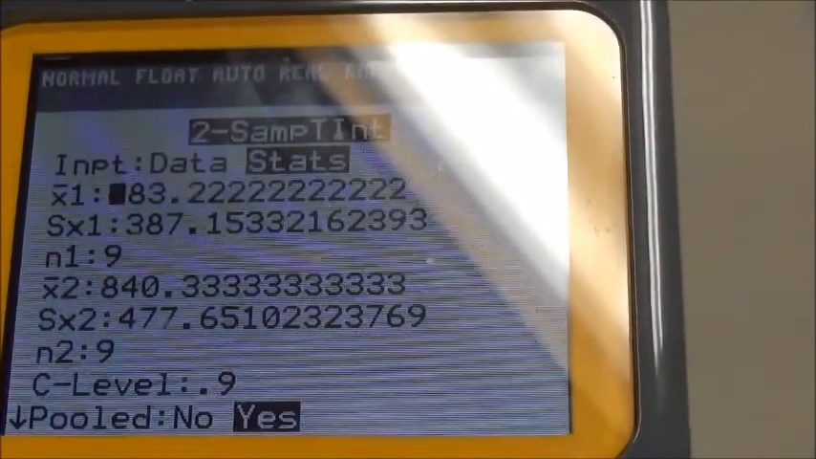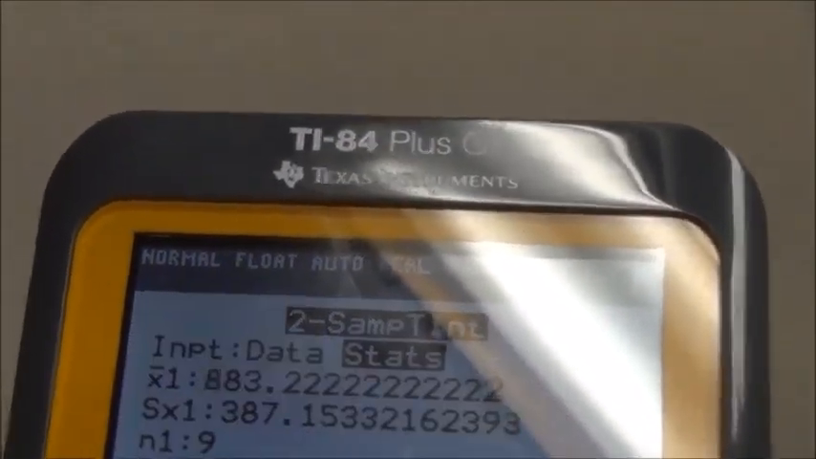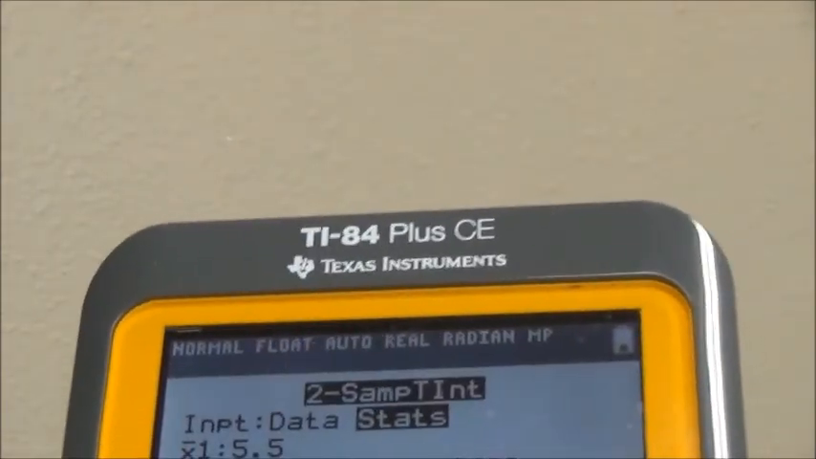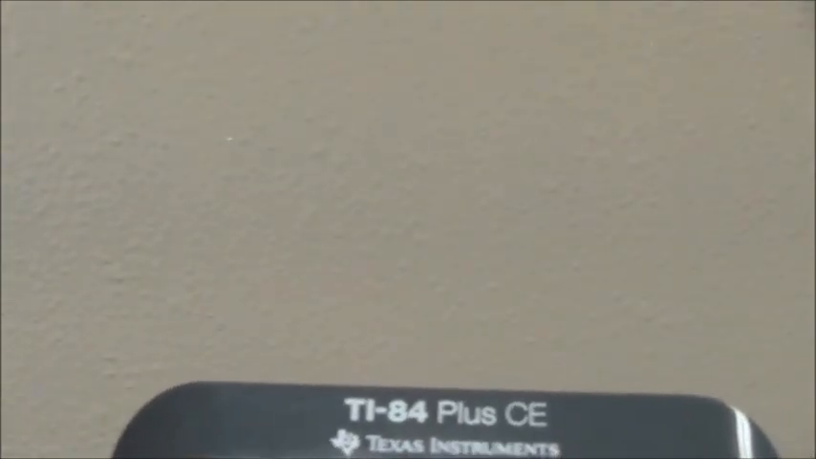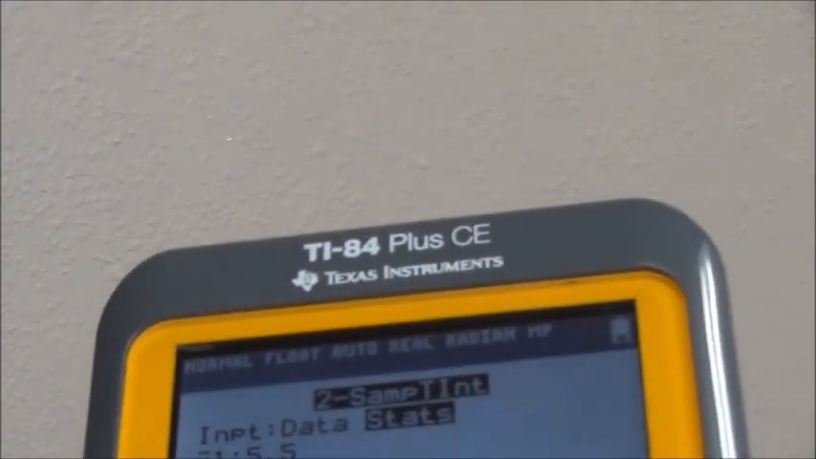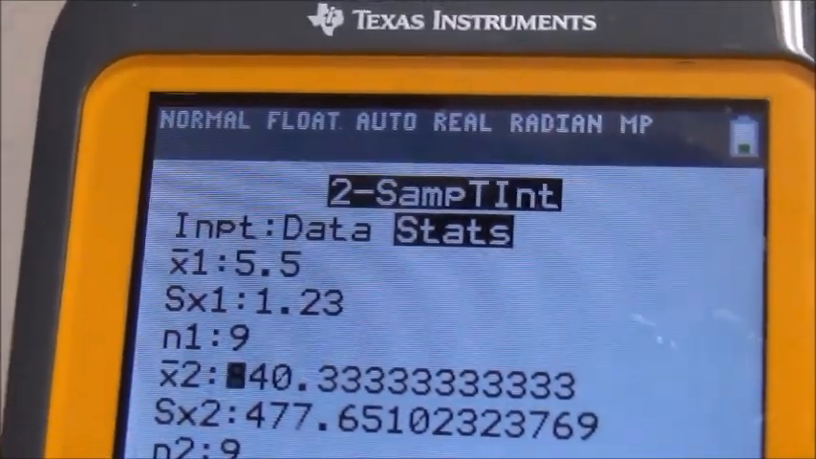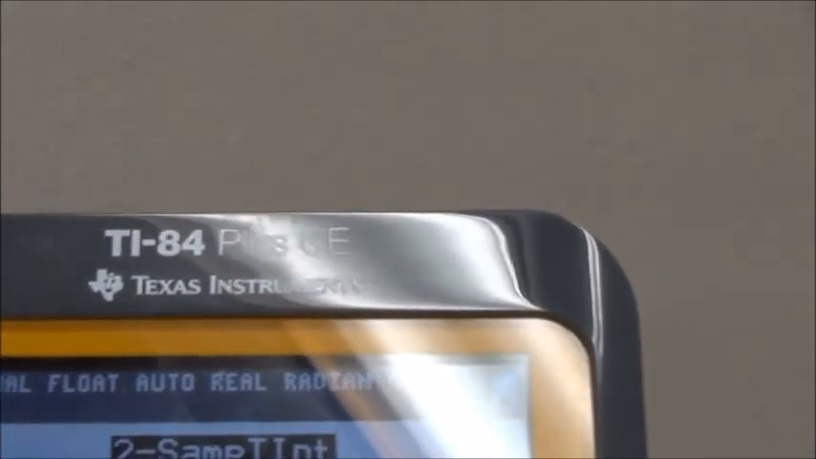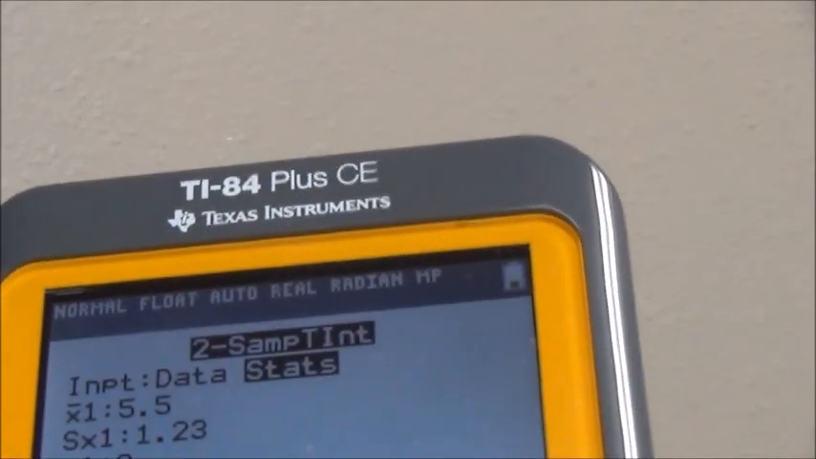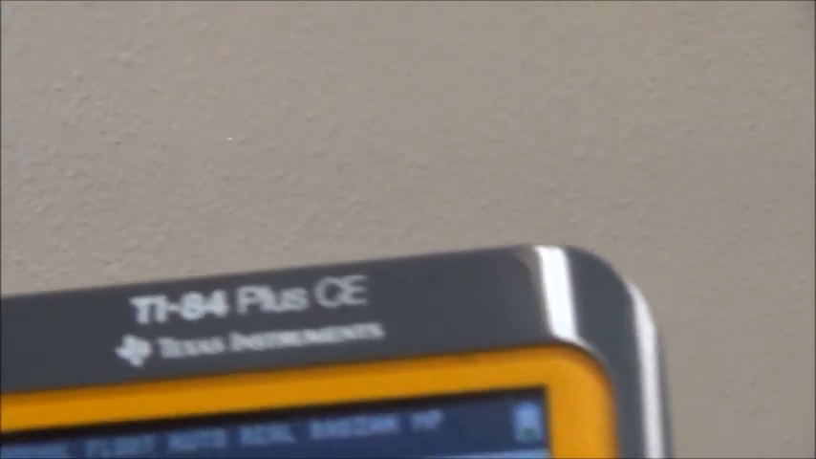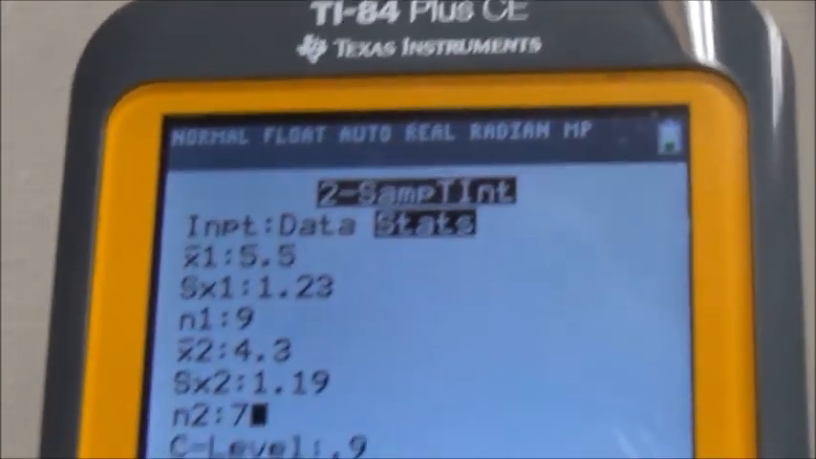And so I got to enter on the word stats, and then I got to put my information in. So mean 1 was 5.5 sick days for the men. 5.5. Standard deviation 1 was 1.23 days. 1.23. The number of people sampled of the men was 9. Hey, I conveniently already have 9 in there. So now I'm going to go down to mean 2. Mean 2 for the women, the mean was 4.3 days. 4.3. Standard deviation from the sample of women was 1.19. 1.19. And the number of women that they sampled was 7. So I got to change that one to 7.